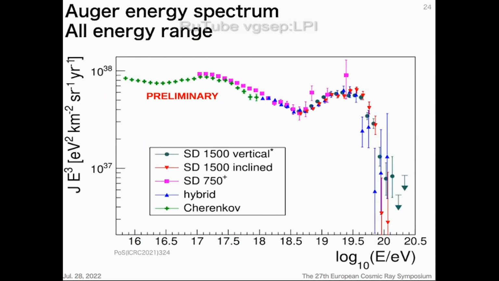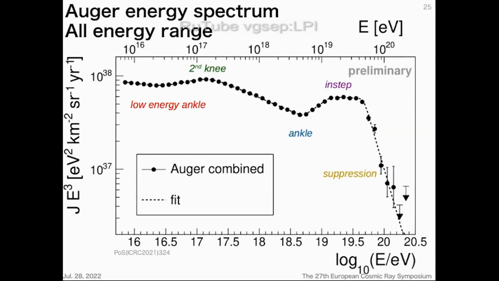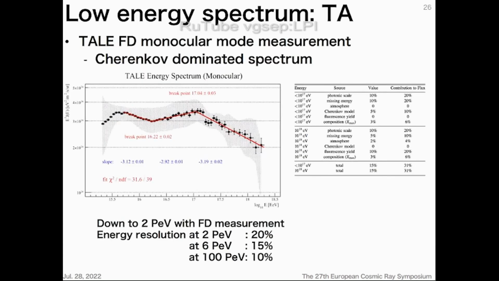This is the all energy range of the OJ energy spectrum: the Cherenkov measurement, the OJ inferior SD array, the hybrid measurement, and the OJ main SD array result. And this is the combined one. You can see the low energy ankle, the second knee, the ankle, the new feature of the instep, and the suppression.